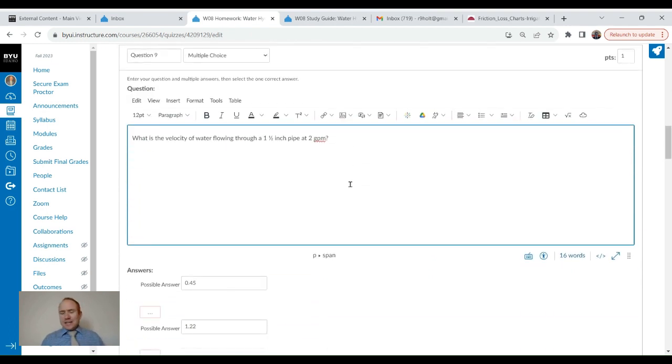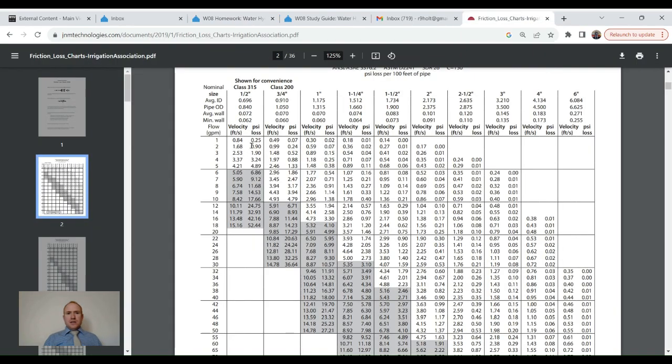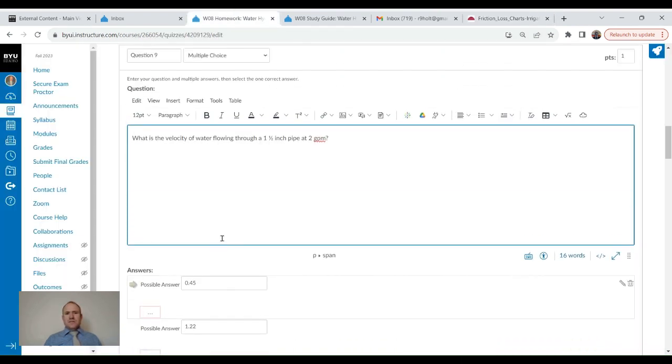Let's get into question 9. I want to take a second on question 9 because there's two ways to do it, and they're both acceptable ways, and that's the point I want to get across. The velocity of water flowing through a 1.5 inch pipe at 2 gallons a minute. The initial thing I would do is go back to that chart. So 2 gallons a minute, and let's come over here into the 1.5 inch pipe. We have a velocity of 0.27 feet per second. Come look at the answers. None of them are close to 0.27 feet per second.